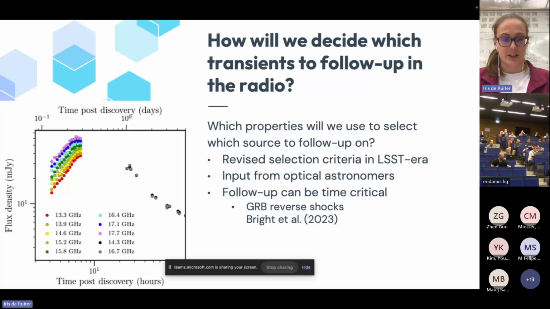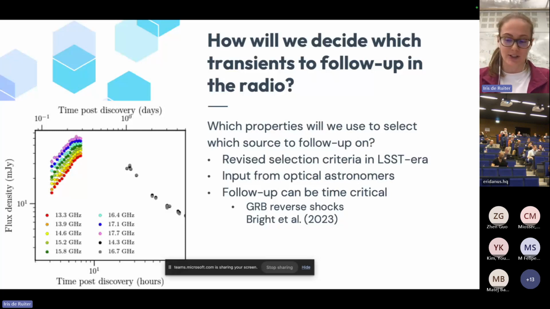I also want to point out that follow-up can be time critical. Often we may think of the radio as coming later, being delayed compared to the optical light curves, but in some cases, the interesting science is really in the early time. Here's a light curve that shows the afterglow of a particular gamma ray burst, where they really got radio data in the first few hours after the gamma ray burst was detected. Using these data points, they were able to model the GRB reverse shock in detail for the first time. So we do sometimes really need time critical follow-up.